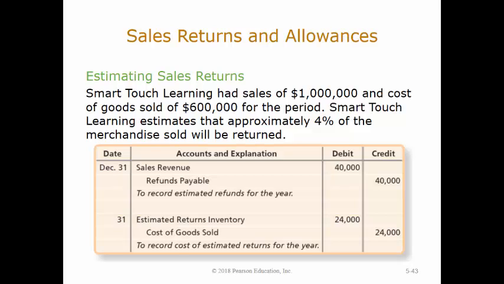The refunds payable account is a liability account and is reported on the balance sheet. In the second adjusting entry, Smart Touch Learning debits an asset account, estimated returns inventory, that represents the cost of the inventory the company believes it will receive in returns. The corresponding credit to cost of goods sold decreases the expense.